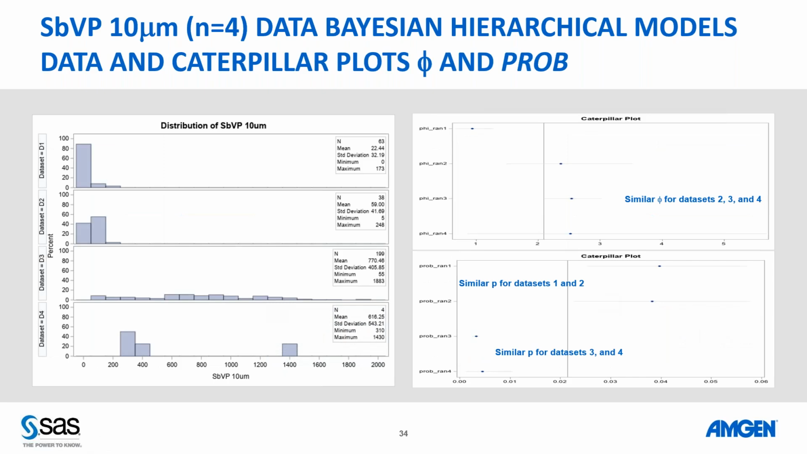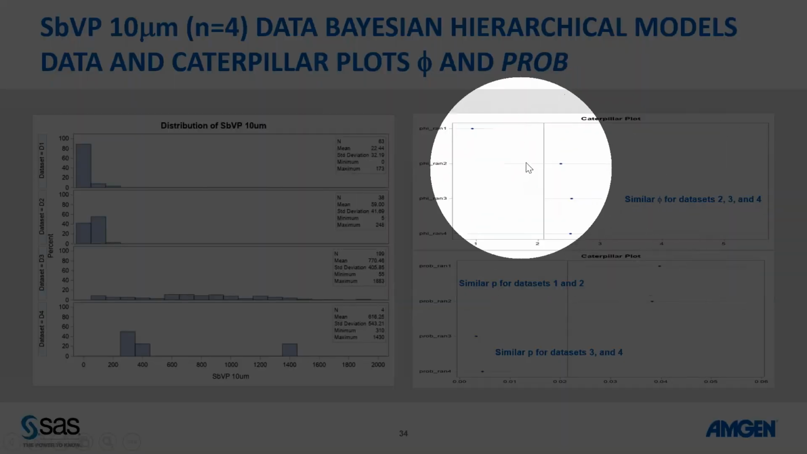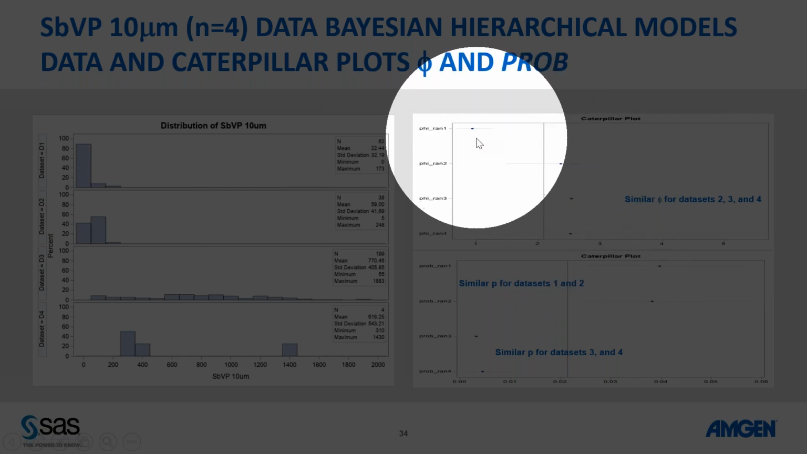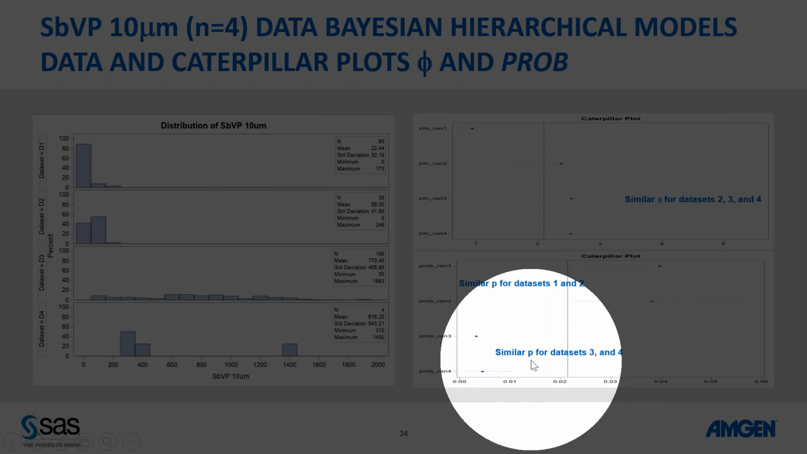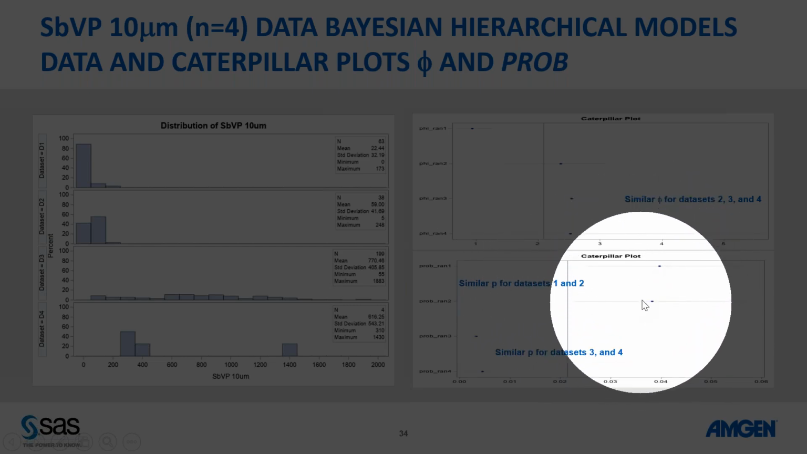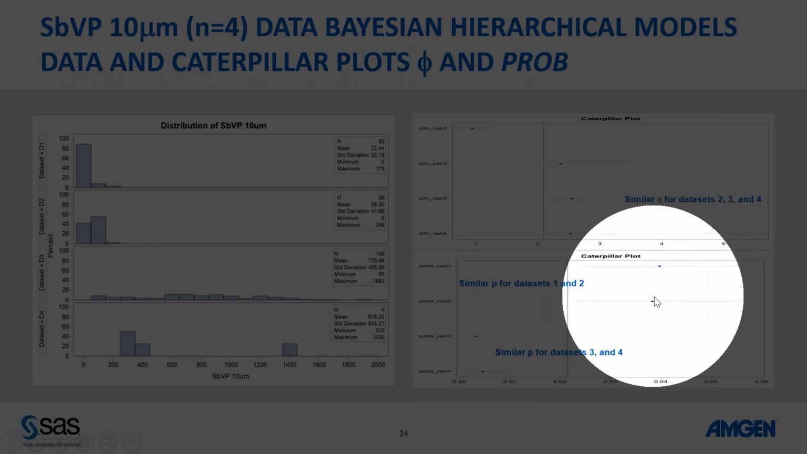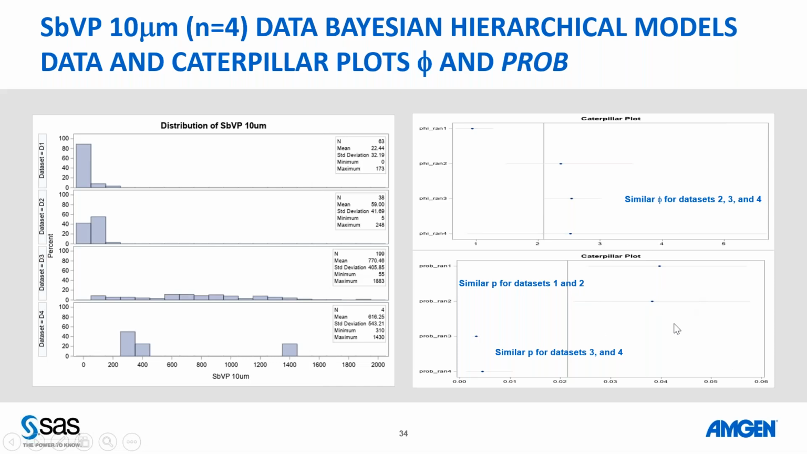One thing that you can see here is that the phi parameter is similar for data sets 2, 3, and 4. It's all here. For data set 1, it's a little lower. And the probabilities for data sets 3 and 4 are very similar. And for data sets 1 and 2, the probabilities are similar. And we're talking about similarity in terms of the mean. The dot represents the mean. The lines represent the credible interval. But it's just to give you a sense for what they represent with respect to the data.